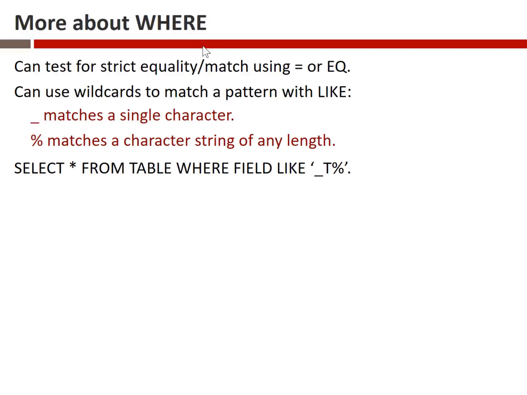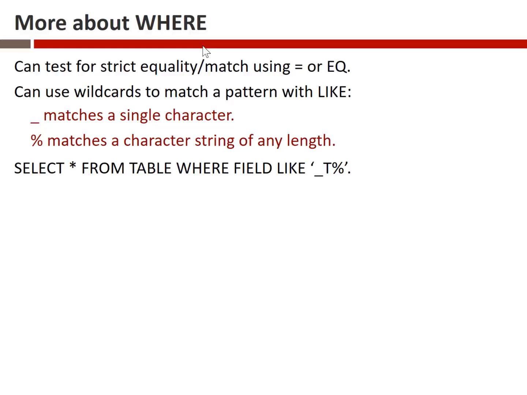This is the first place where, depending upon what database tools you have been using, you may see your first significant difference in syntax. With the where clause, you can test for equality using either the equal symbol or EQ text. So we could say where last name EQ Smith or last name = Smith. You can use wild patterns to match a pattern with like. So you could say where last name like, and then you see the example there. An underscore matches a single character, where a % symbol matches a character string of any length.